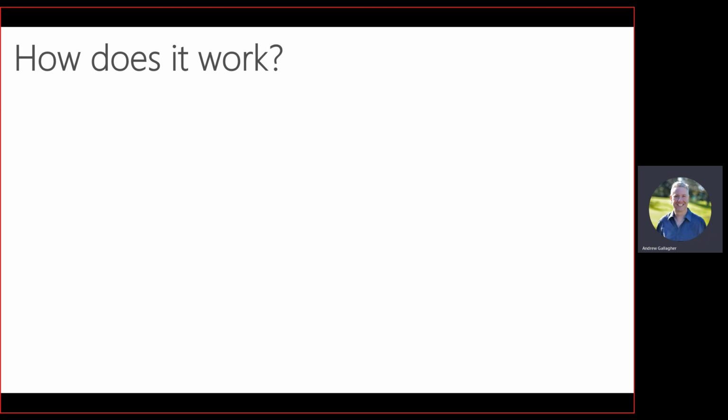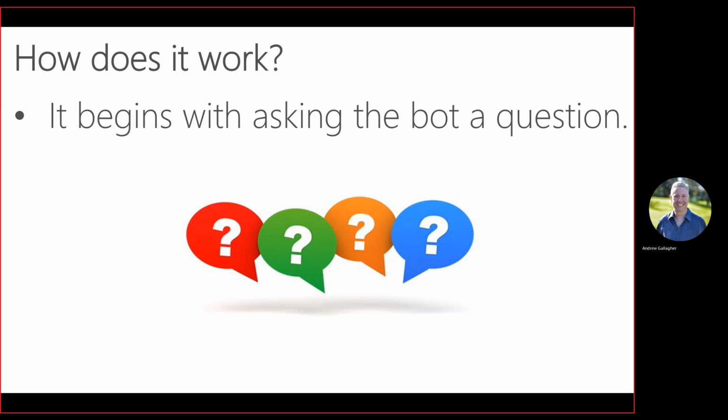How does it work? The automation of the bots works like a flowchart. It only asks questions that are required and makes decisions dependent upon the inputs received. Who remembers from school the Choose Your Own Adventure series? You'd read a chapter, be asked some questions, and then go to a specific page dependent upon your answers. Power Virtual Agents is pretty much the same concept. It begins with asking the bot a question.